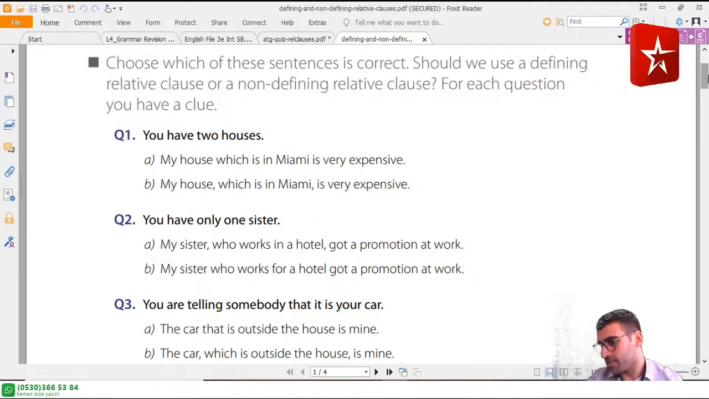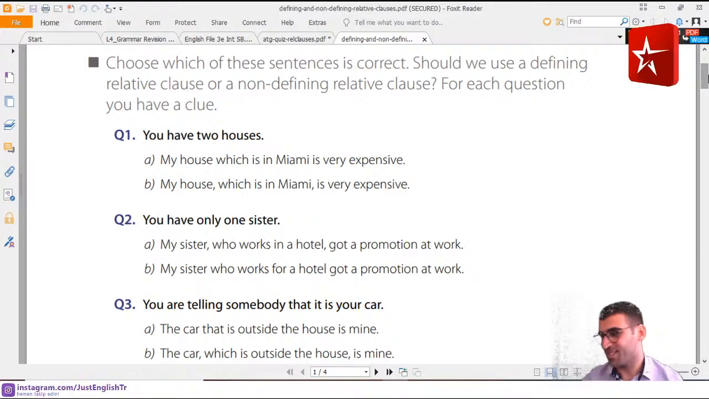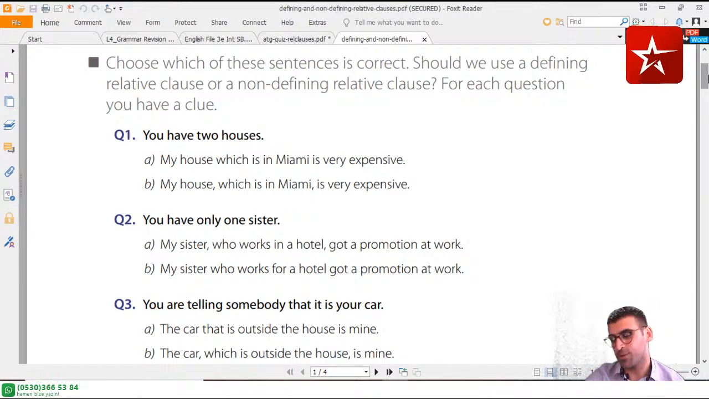Who has a Mercedes? Ali, who has a Mercedes, went to school. Yeah, it's a non-defining clause. Yes, Muhammad, that is the correct answer for my question. I asked you to write a sentence for non-defining. Okay, guys, let's continue with this exercise.